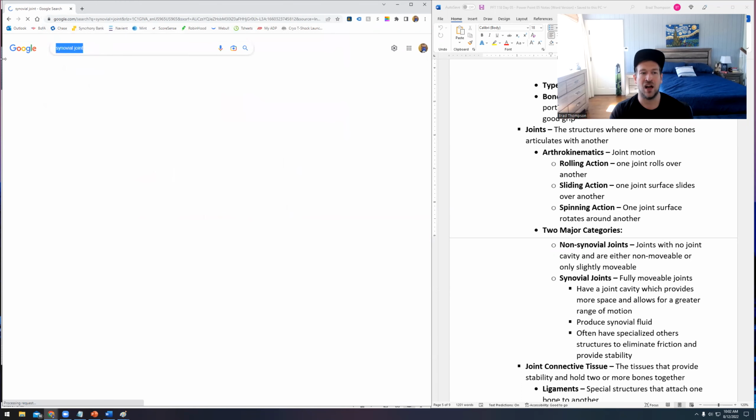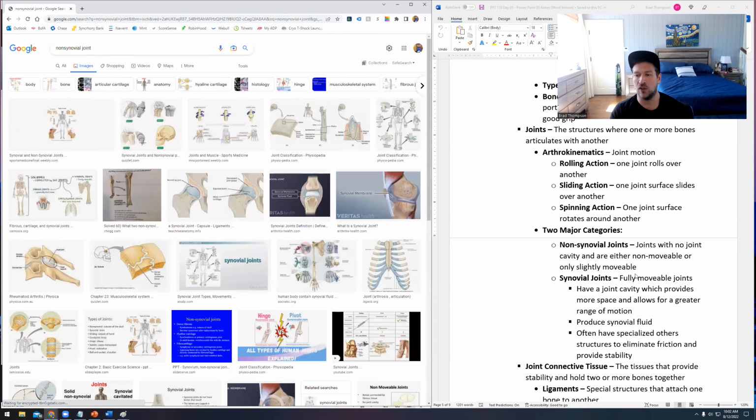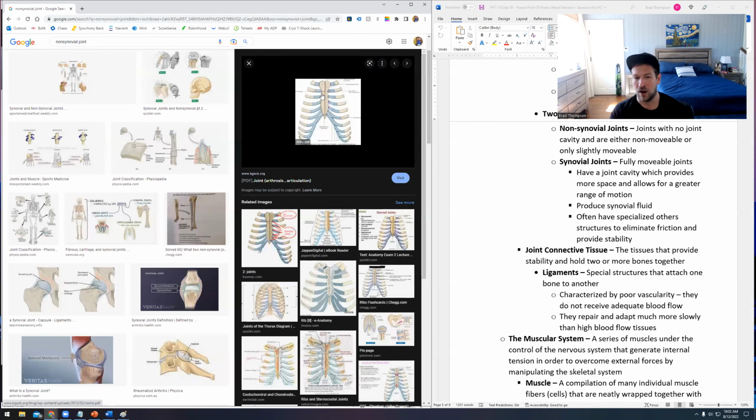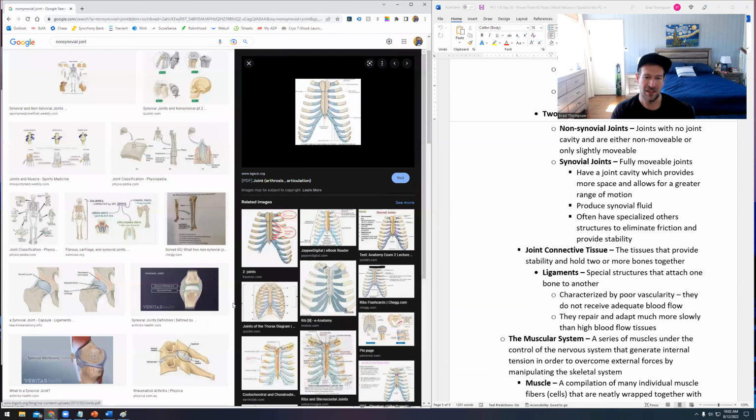Well, if we look at a non-synovial joint first, non-synovial joints are the ones that don't have a joint cavity. They don't really move much, right? So for instance, your rib cage. That's a non-synovial joint. There's not a joint cavity between this cartilage that we see here and the actual bone itself. We don't want a lot of movement in our ribs. We just want our ribs to stay where they are. Remember, this is protecting all of our vital organs, right?